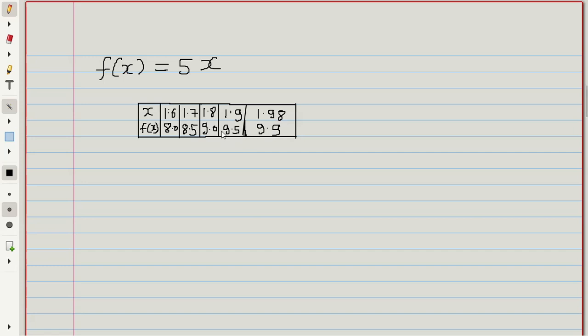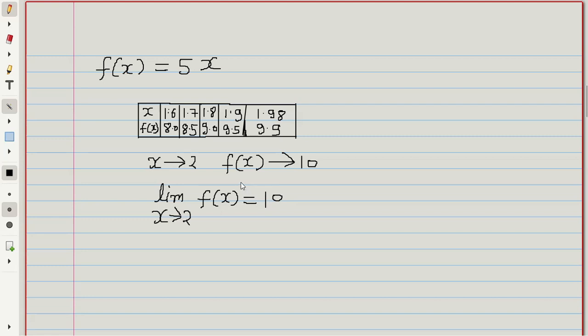So you can observe that when x is approaching 2, then f(x) is approaching 10, and this can be written as: when x is tending to 2, the f(x) value is 10, or limit of f(x) is 10 when x tends to 2.